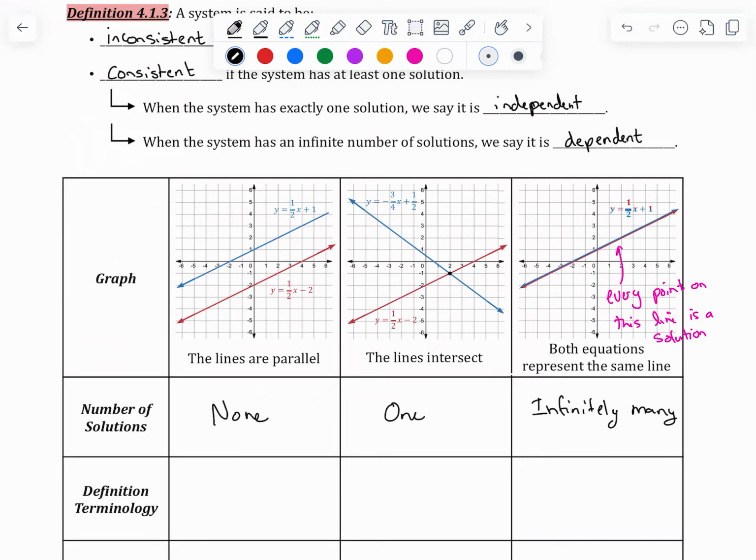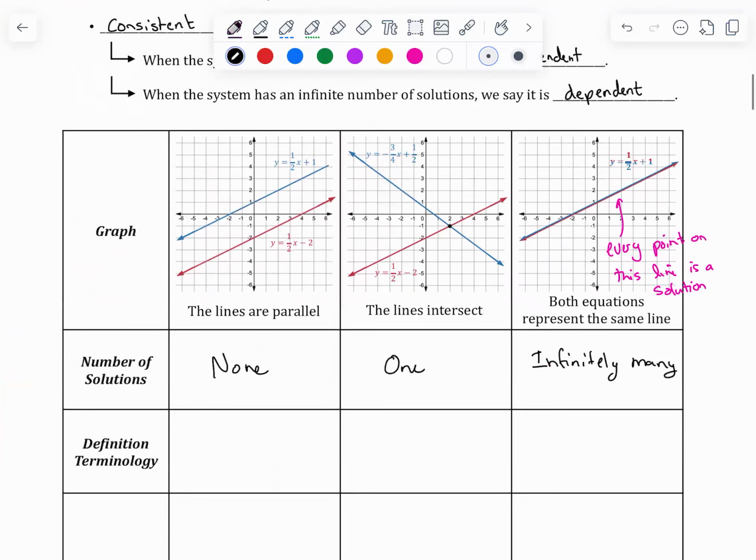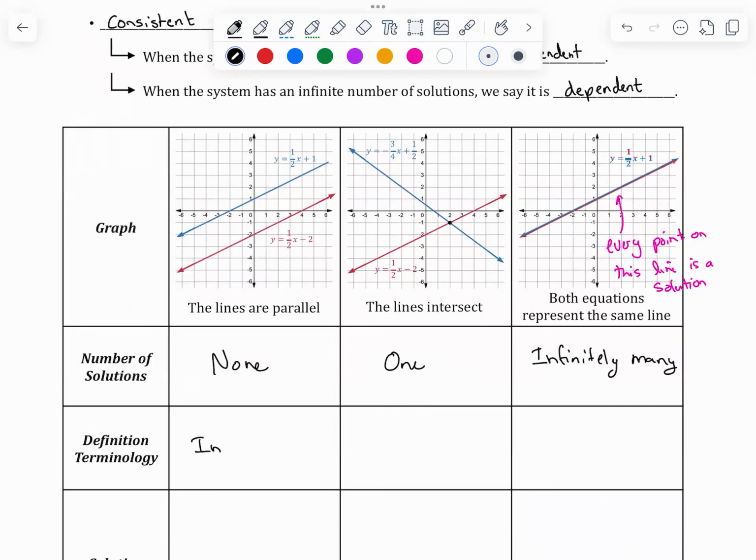So in terms of the definition 4.1.3 terminology, the first one is an inconsistent system because it does not have a solution. The second one has a solution, so it's consistent. And since it is one and only one solution, it is consistent and independent. And then the last one, there are infinitely many. So this does have solutions and therefore is consistent, but that means that it is dependent.